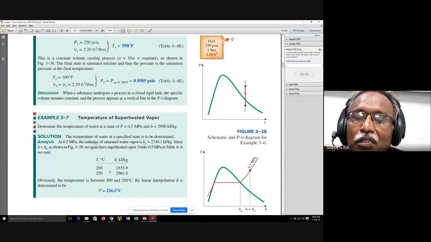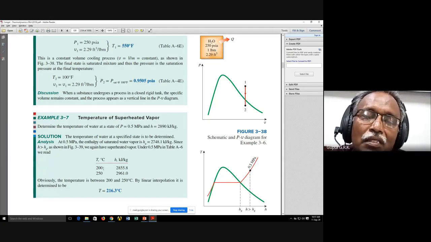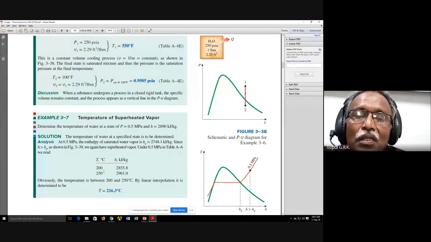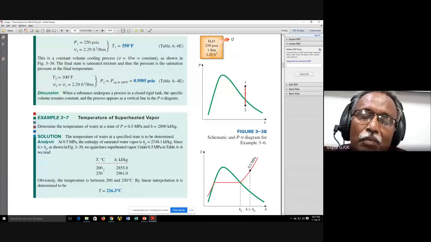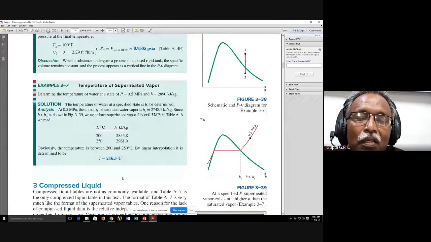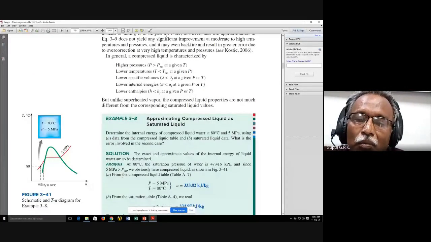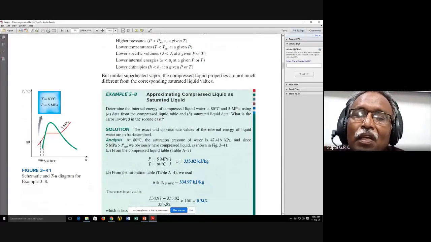Here y1 is this and x1 is this, and x is 2890. So I can calculate the value of y, the unknown value of temperature, using that straight line equation. Compressed liquid problems we usually don't get, but anyhow, we will see.